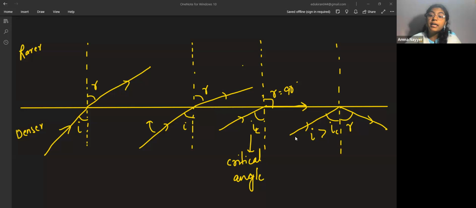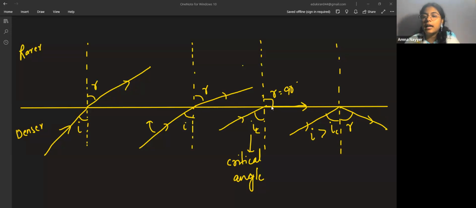Now, when I exceed this further, it means I'm making the angle of incidence greater than the critical angle. This was the critical angle for which the angle of refraction was 90 degrees in the rarer medium. When the angle of incidence in the denser medium is greater than the critical angle, what is happening? The ray of light, which was supposed to be refracted, is now getting reflected because the critical angle has been crossed. Critical angle was the maximum value.